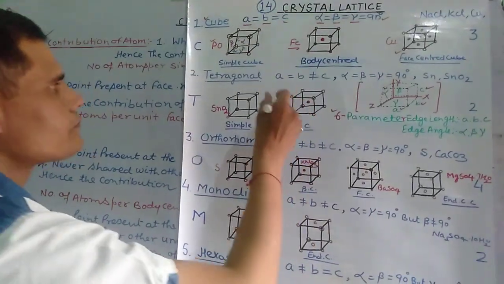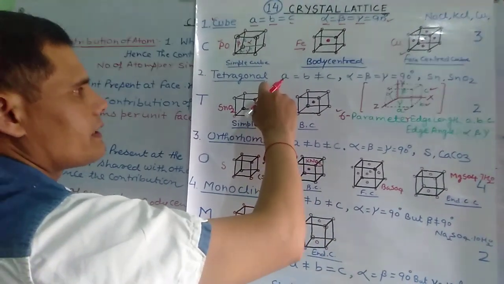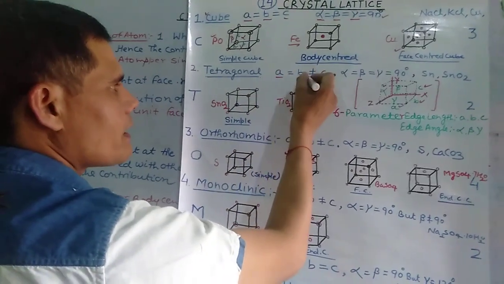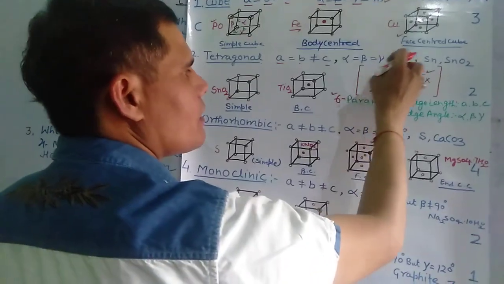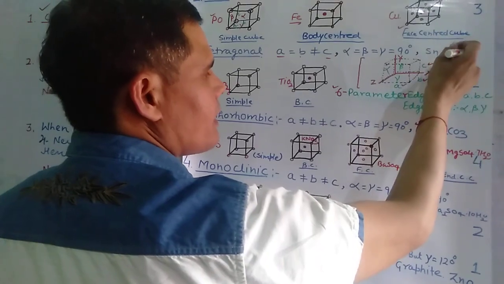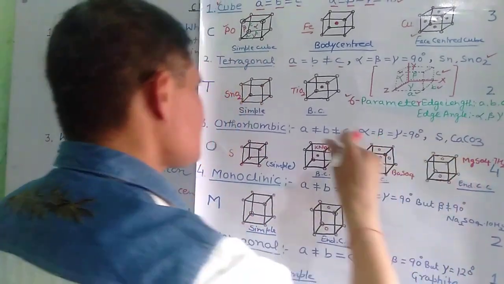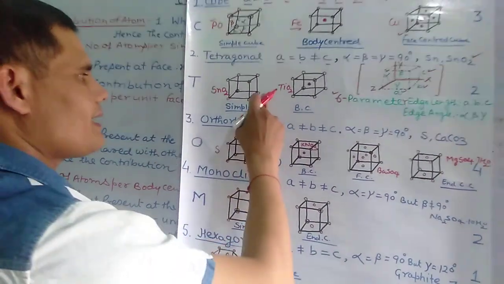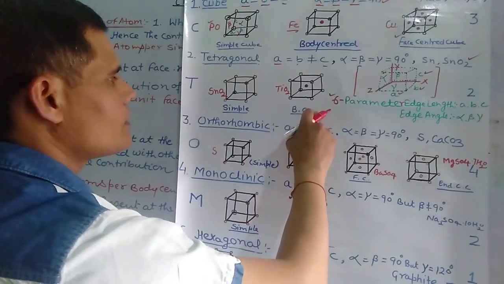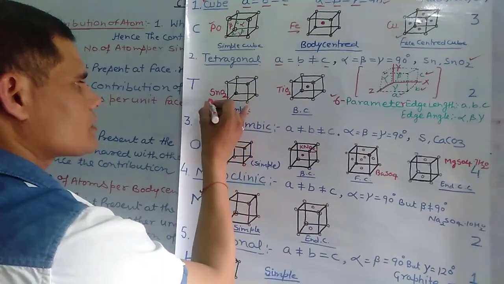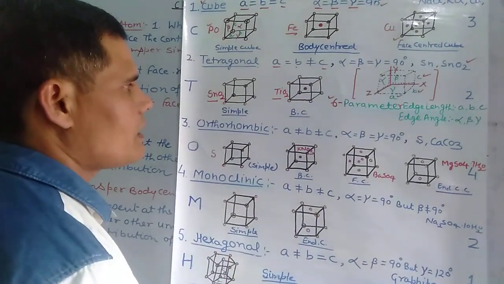The next one, tetragonal unit cell, in which A equal to B and B not equal to C, but alpha, beta, and gamma are equal to 90 degrees. And the examples are white tin and tin oxide. Tetragonal is simple tetragonal and body centered tetragonal. The simple tetragonal is tin oxide and body centered tetragonal is titanium dioxide.